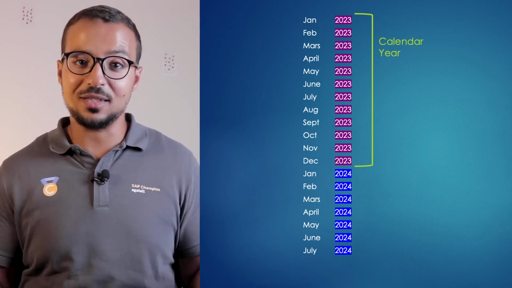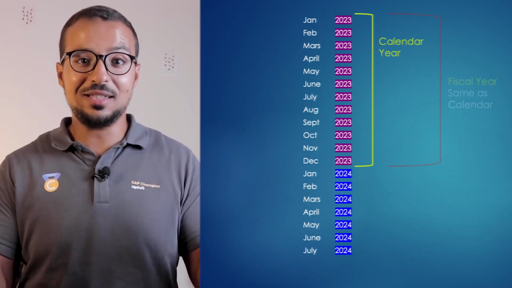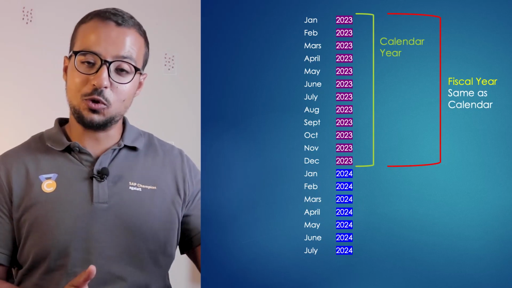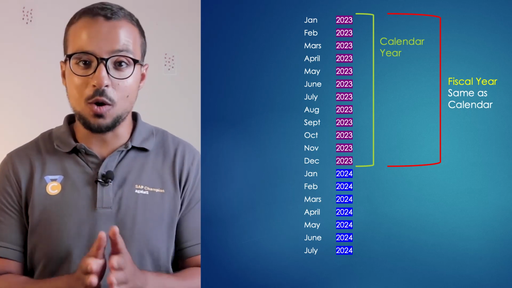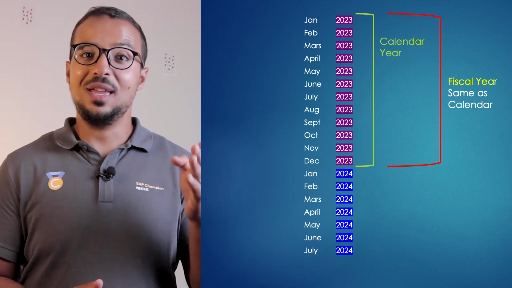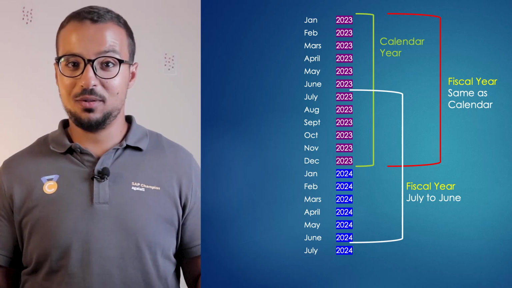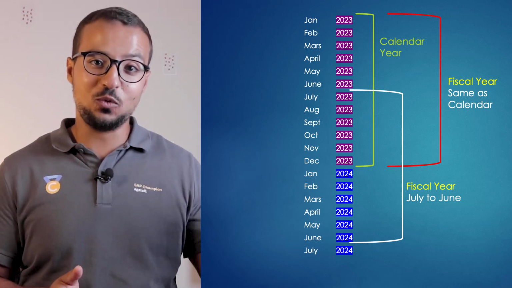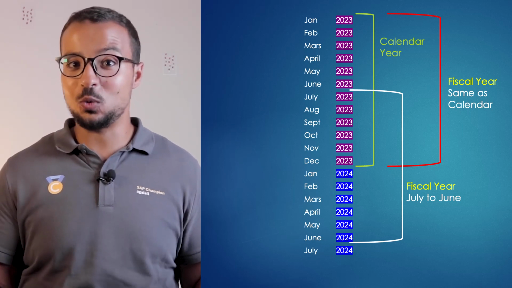And in most of the cases, you will find that the fiscal year or the financial year is exactly similar to our calendar year. So it starts also from 1st of January until end of December. But it is very common in many countries to find fiscal years that start from beginning of July, so 1st of July until end of June. So the fiscal year goes from 1st of July 2023, for example, until 30 June 2024.